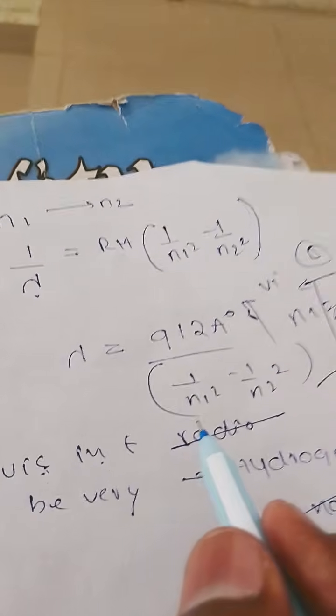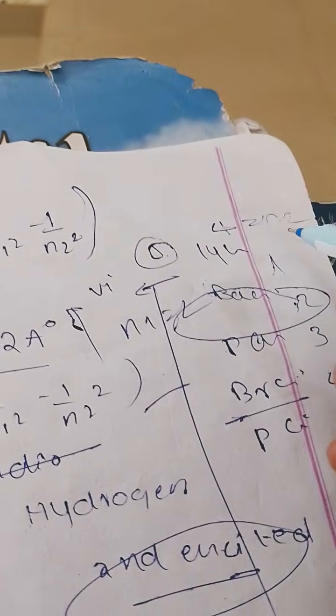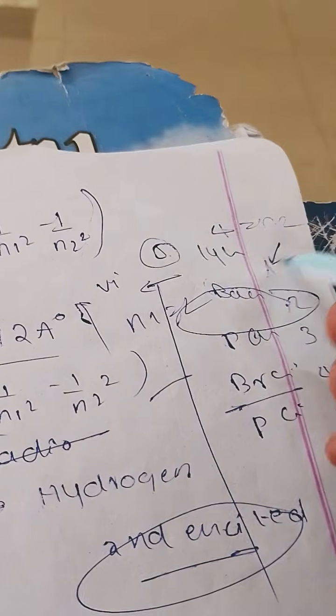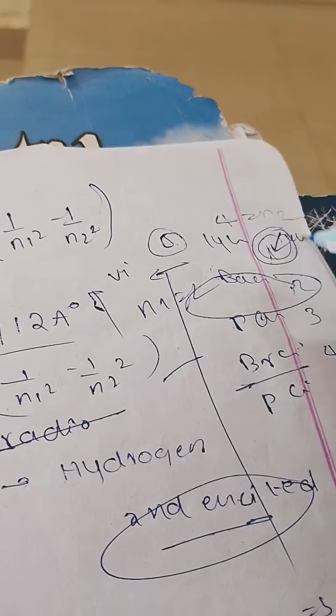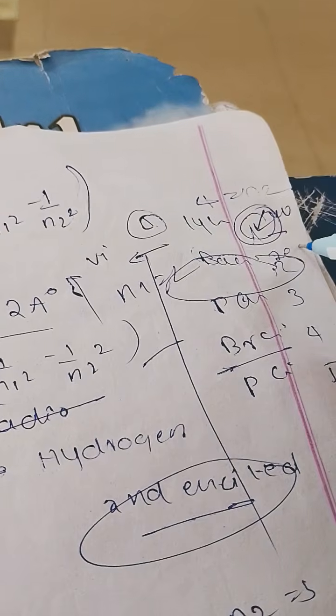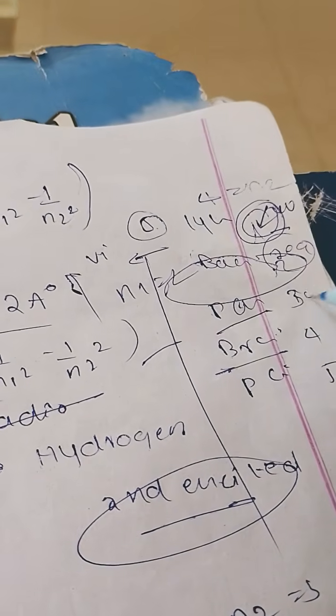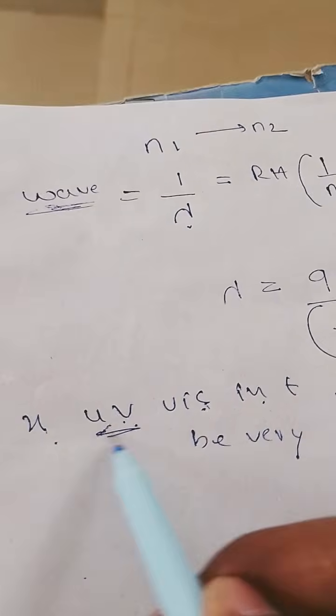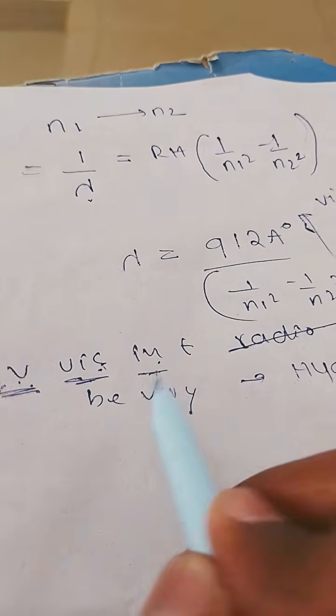The first one, the Lyman series, lies in the UV region. The second, Balmer, is the visible region. The third, Paschen and beyond, is the infrared region: near, middle, far infrared.